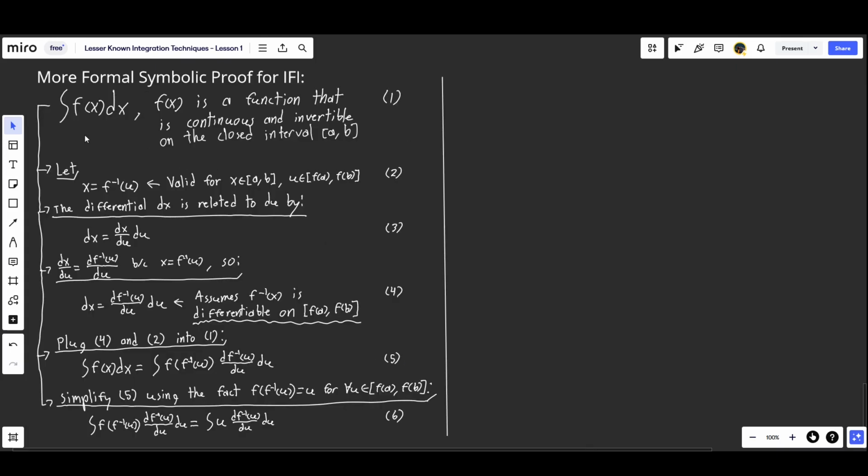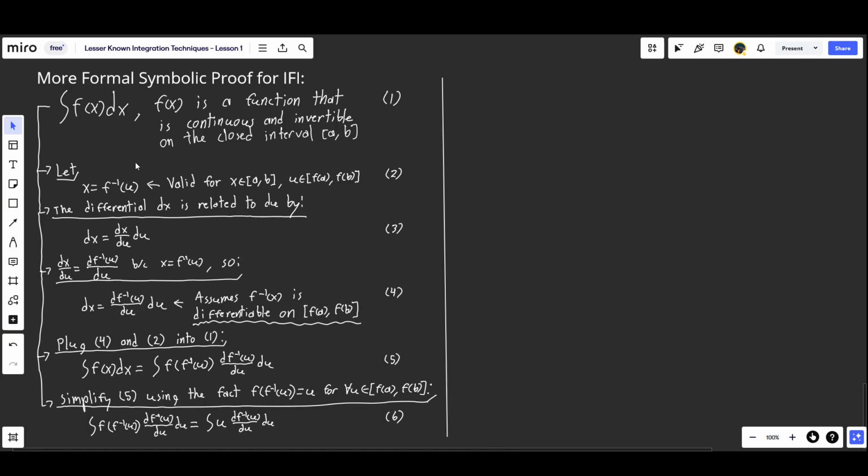In order to start this proof, we're going to go back to the beginning and say that we want to evaluate the indefinite integral of f of x, where f of x is a function that is both continuous and invertible on a closed interval a to b. And this indefinite integral of f of x is valid on a to b because it's continuous there. And by the fundamental theorem of calculus, if a function is continuous on a closed interval, it has antiderivatives on that interval.